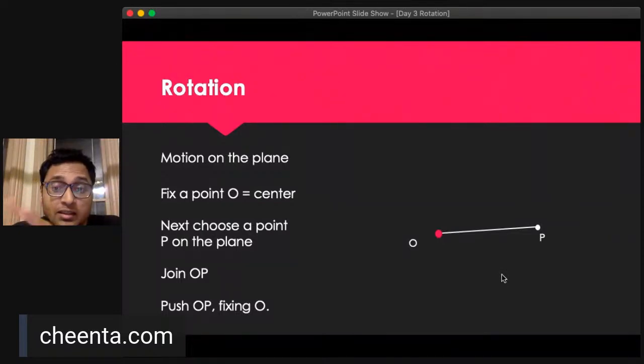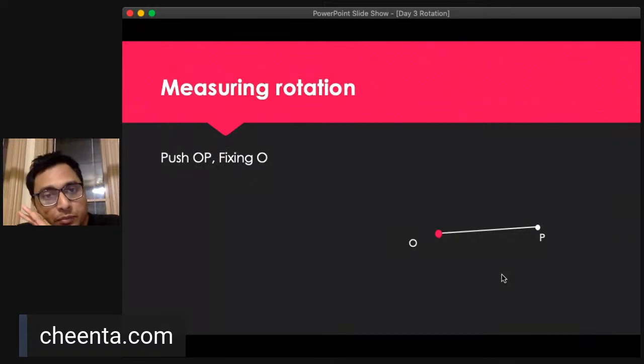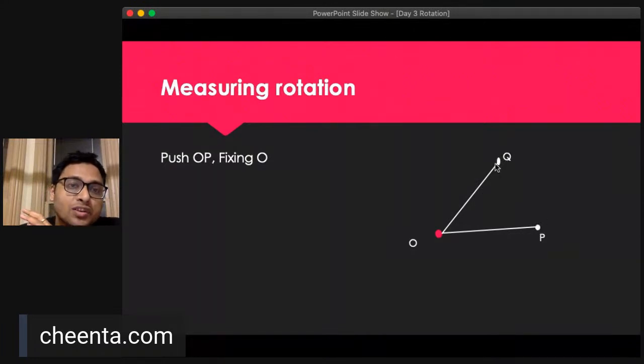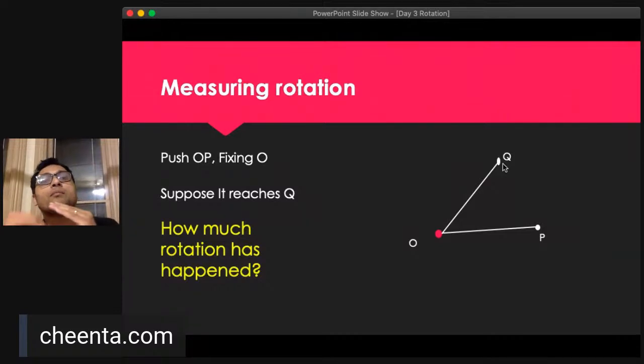If we do that, the type of motion that we will encounter is what we call rotation. If we push OP fixing O, suppose it goes to a point OQ. So P goes to Q. Suppose you fix O and you push OP, then it moves on the plane and P goes to the point Q. If that happens, then the motion that has happened, we call it the rotation. So the real question that we asked in the last class is how to measure this rotation.